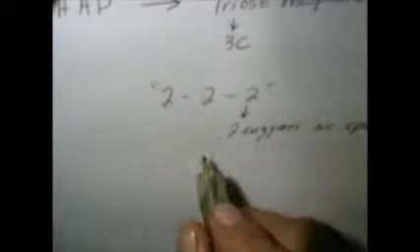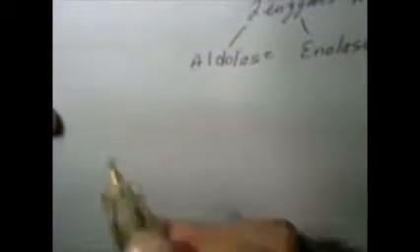And these two enzymes are aldolase and enolase. So let's look at where we see aldolase happen.